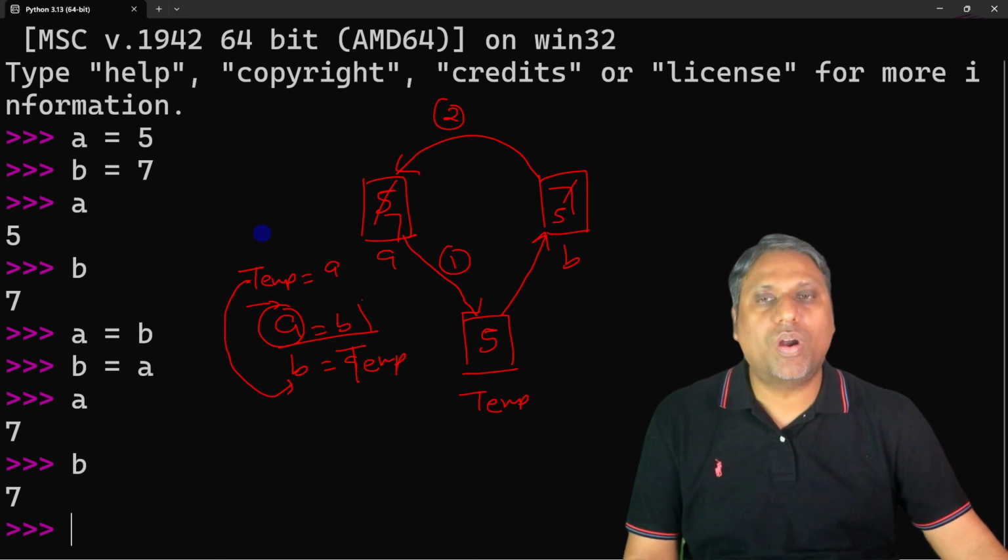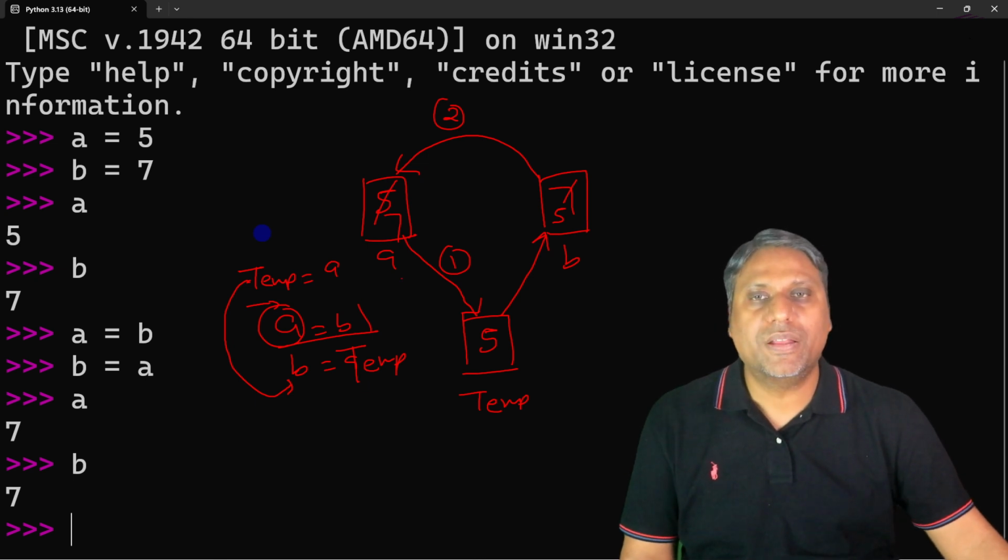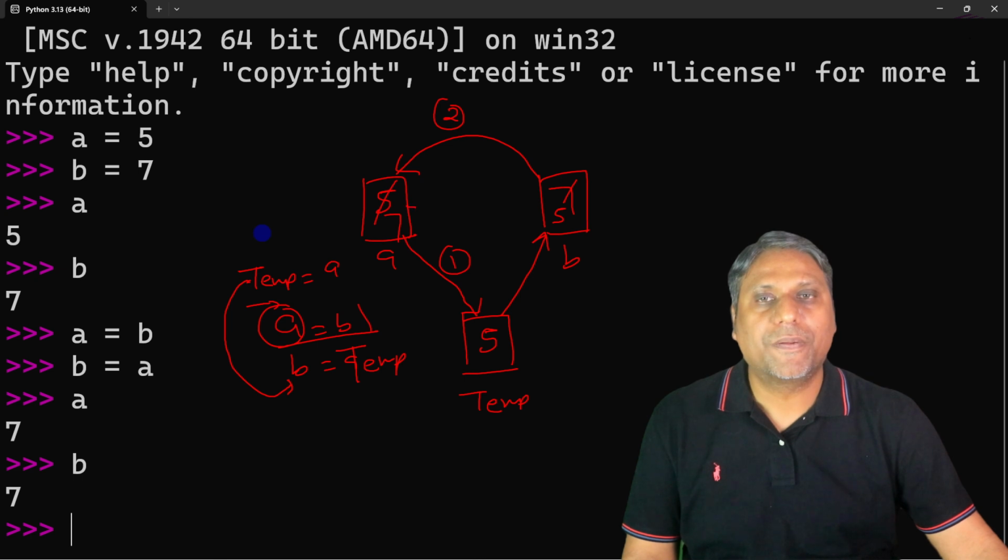And that is what I did. I swapped the value. See, now the value of A is 7, value of B is 5. Previously it was opposite. A was 5. Now A is 7.